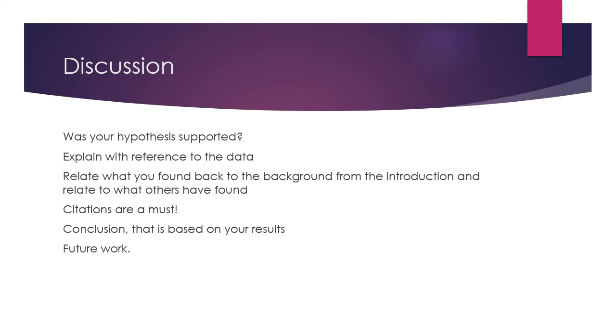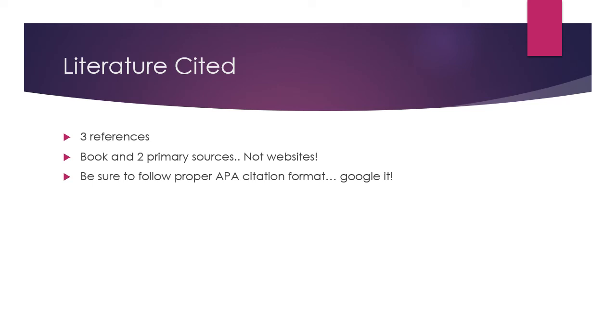All right. Then last, you're going to have a literature cited section. You have to have 3 references here: 2 primary sources and your book, right? And make sure you follow proper APA citation format. If you have no idea what that means, Google it. Google is your friend. Okay? Look it up. What does that mean? How does that work? Proper format, very important. Okay, so that is the paper in a nutshell.